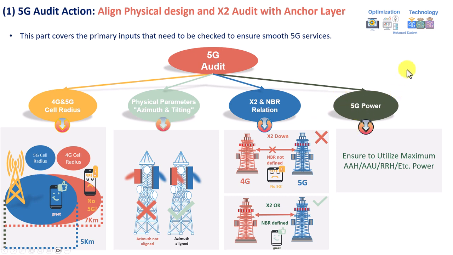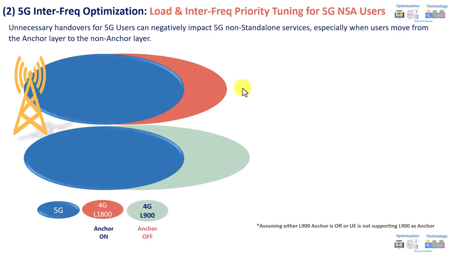So this was the first part. Now let's move to the second part. Actually, the second part is very simple. Assume this scenario where you have this kind of footprint, for example, in this area you have 5G coverage here, the blue one, and you have the anchor layer defined for the 4G L1800.